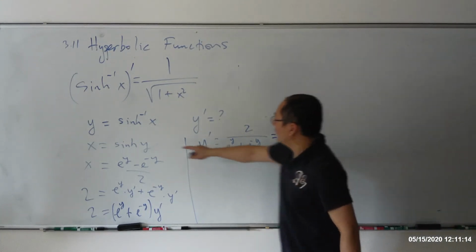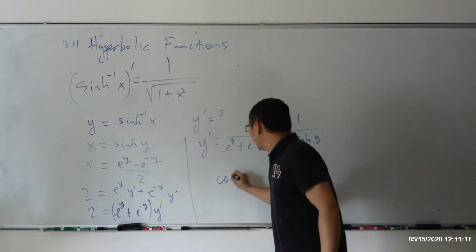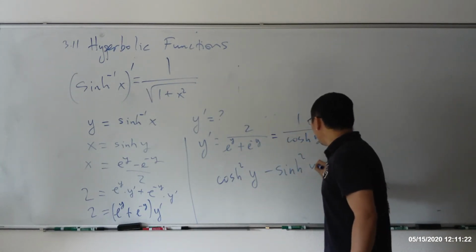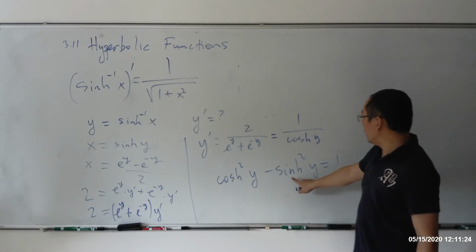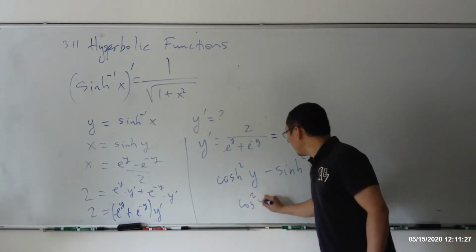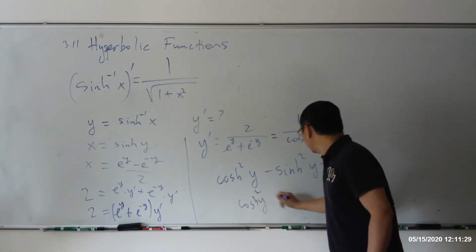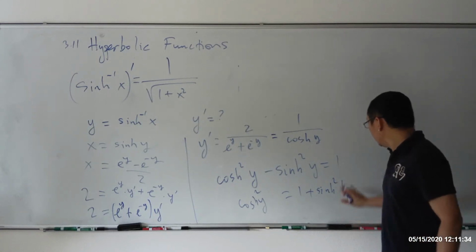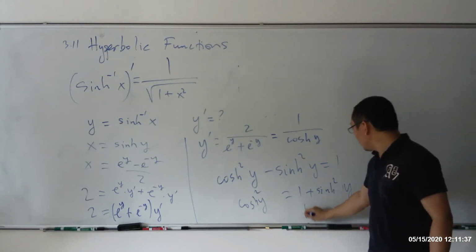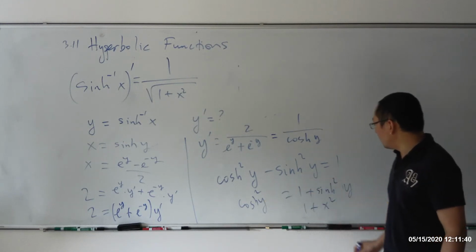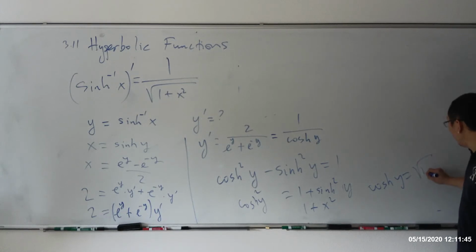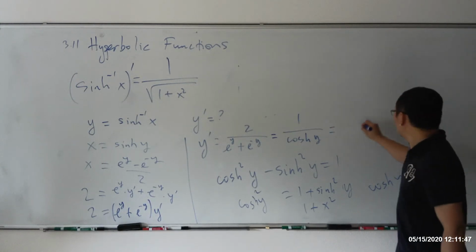And we can calculate, with x equal to hyperbolic sine of y, we have hyperbolic cosine squared of y minus hyperbolic sine squared of y equals 1. So we know this already. So hyperbolic cosine squared of y equals 1 plus hyperbolic sine squared of y. And this is 1 plus x squared. So hyperbolic cosine of y is the square root of 1 plus x squared. So this is 1 over the square root of 1 plus x squared. That's it.